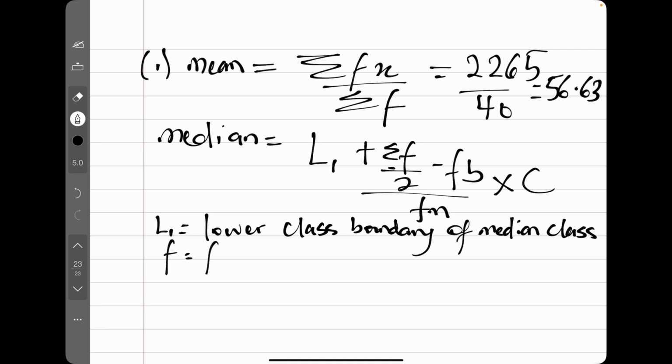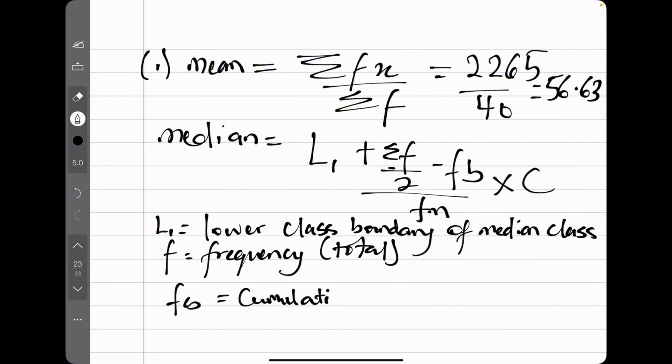Summation F is equal to the total frequency. FB is the cumulative frequency before the median class. Cumulative frequency of the class before the median class.